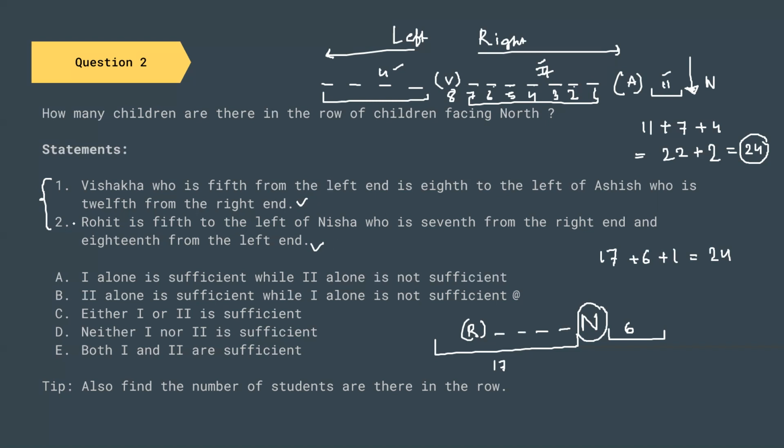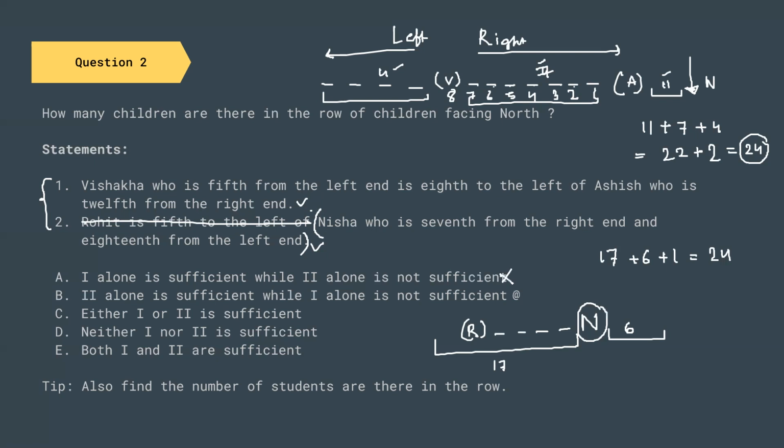Now the point is that we can just find the number of students standing in the row from this particular statement. Rohit, who is 7th from the right end and 18th from the left hand. So both of these statements help us to find out how many students are standing on a line. So 1 alone is sufficient while 2 alone is not sufficient.